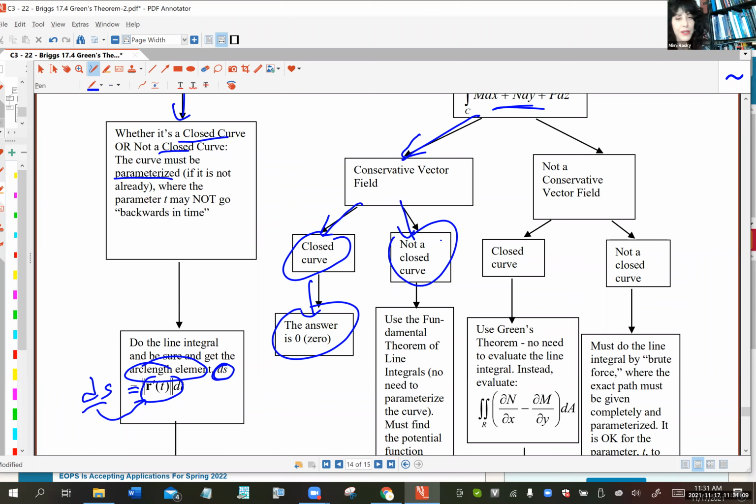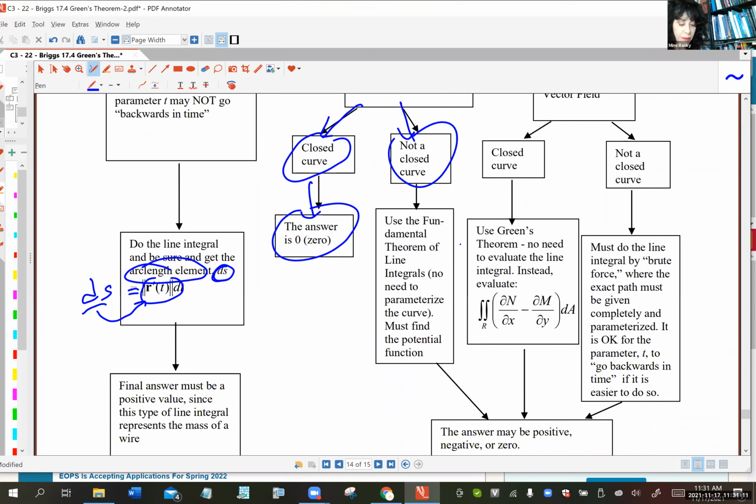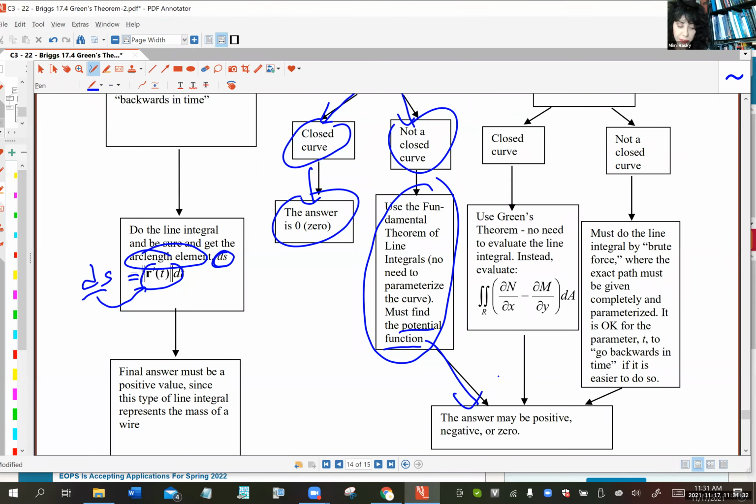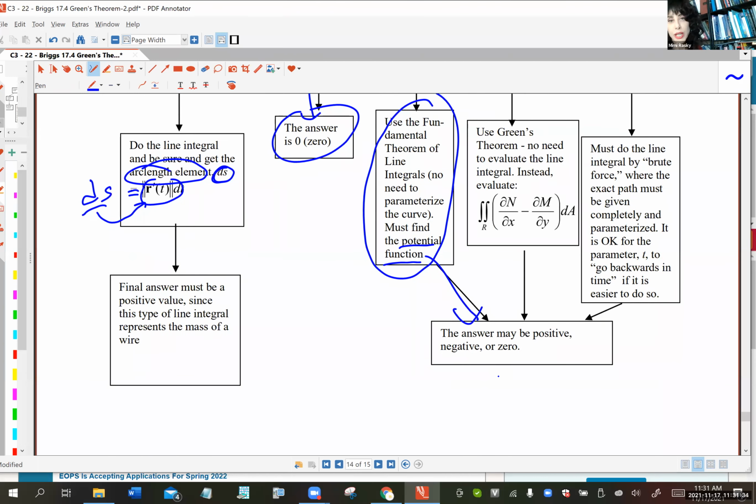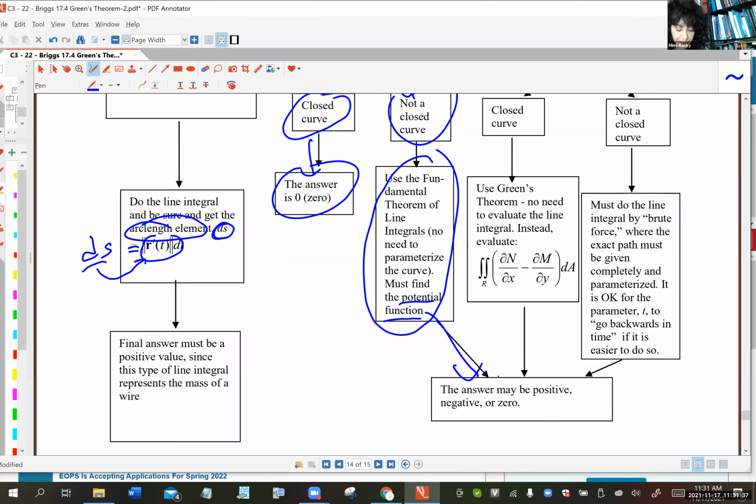But what if it's not a closed curve? Well, that's still not too bad because you can use the fundamental theorem of line integrals and you don't have to parameterize the curve or anything. You do have to go find the potential function. Remember that we talked about, go get mama, go get the potential function and apply the fundamental theorem. So all you need to know is the starting point and the stopping point because it's independent of path. And then the final answer may be positive, negative, or 0 because you're basically doing a work integral. And work can be positive, negative, or 0. Ask one of your physics friends.